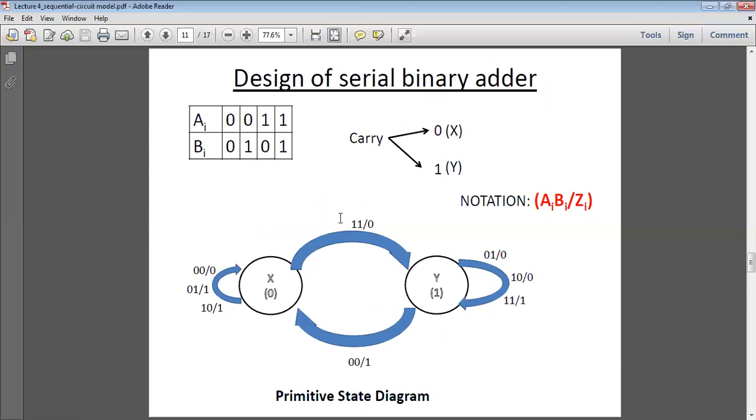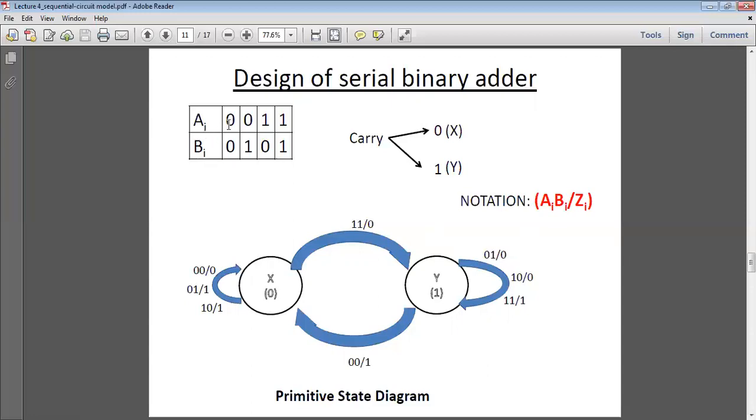So how can we design the state diagram from here? This is the carry X equal to 0, this is the carry Y equal to 1. Now when you consider A_i B_i, it means any arbitrary bit. What are the external inputs? A and B, because we want to add A and B. The final output is Z_i. The notation will be input by output. So here the input will be 2 bits, A_i and B_i, and the output is 1 bit, Z_i.